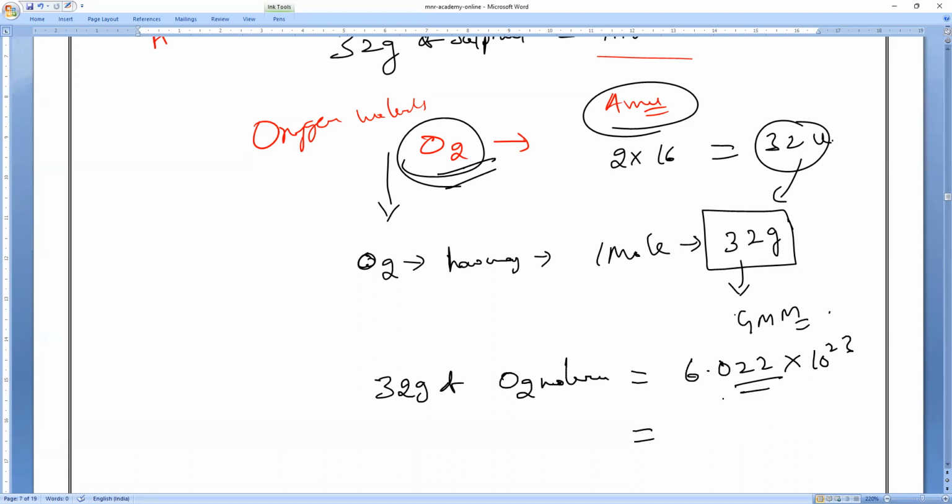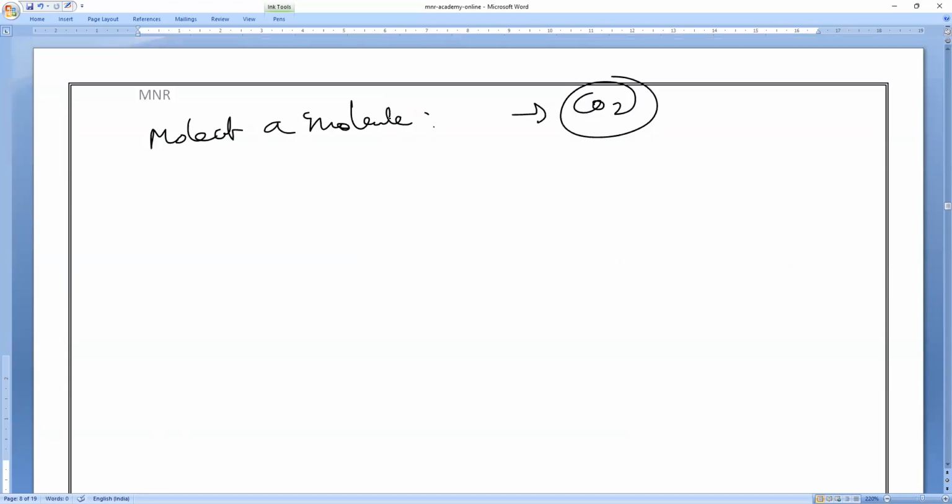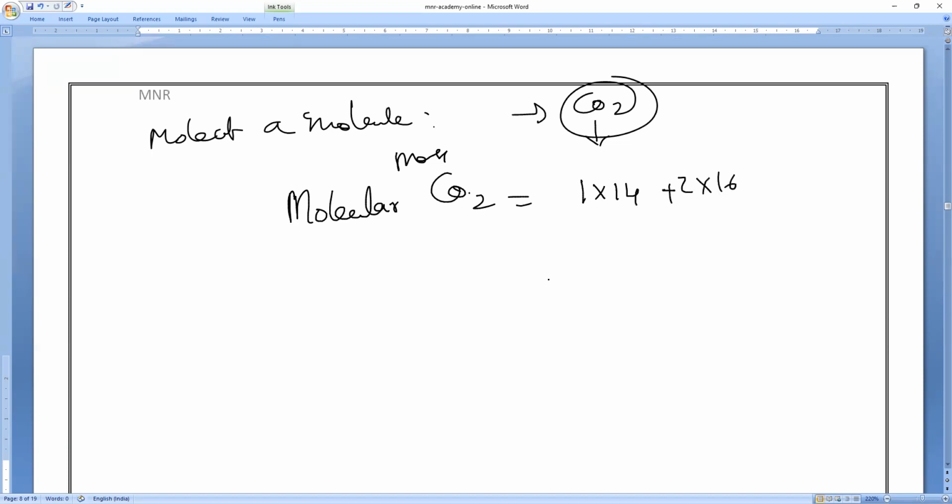Now, for example, a mole of a molecule. Can I take carbon dioxide? Is it familiar for you? So, what is the molecular mass of carbon dioxide? 44 U. The molecular mass of CO2: number of atoms, carbon 1, plus oxygen 2 into 16. Plus 32, which equals how much? 44 U.